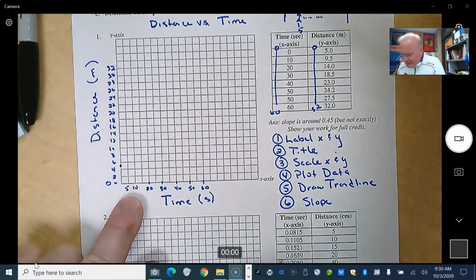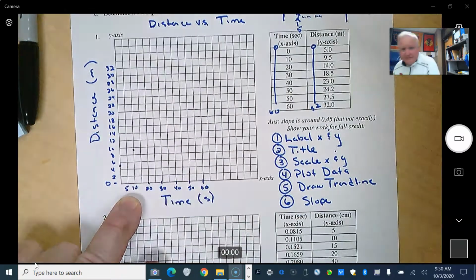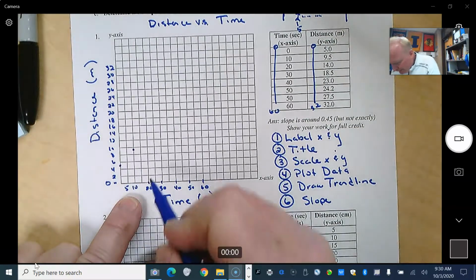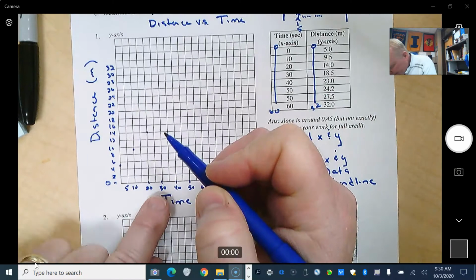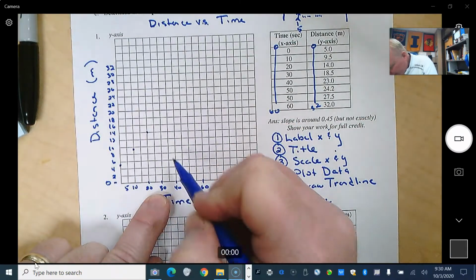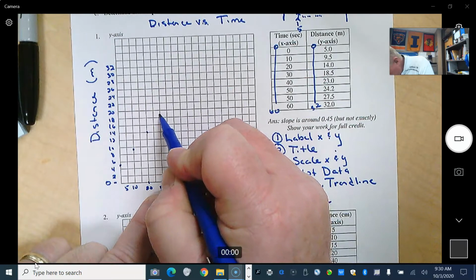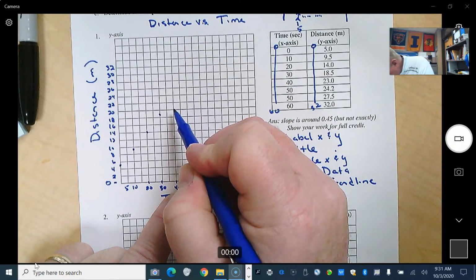And the next one is at 10 and 9.5, which is right there. And the next one's at 20 and 14. So we should go right there. All right, and then I'll just put the rest of these in. 30 and 18.5 right there. 40 and 23.